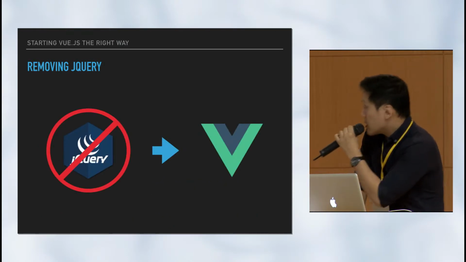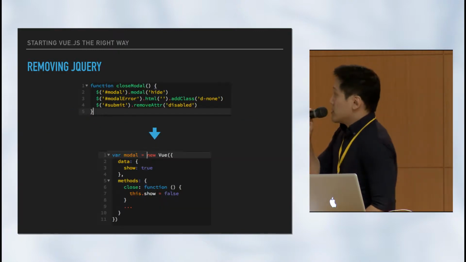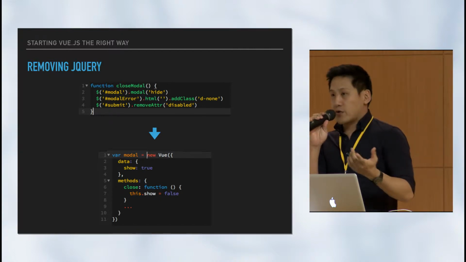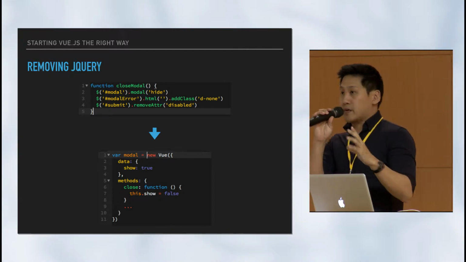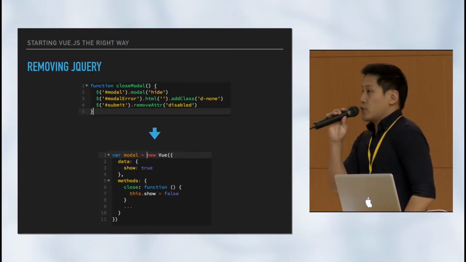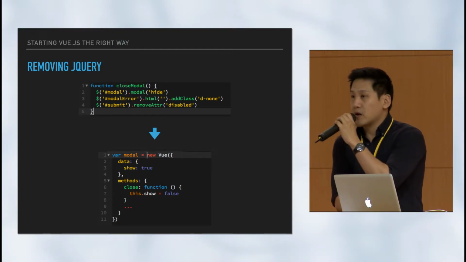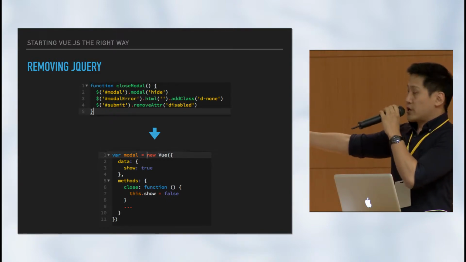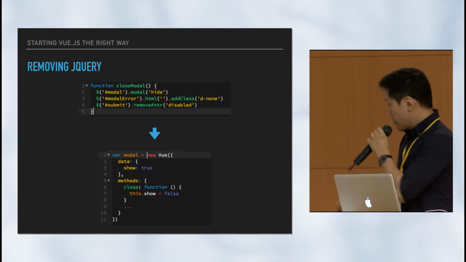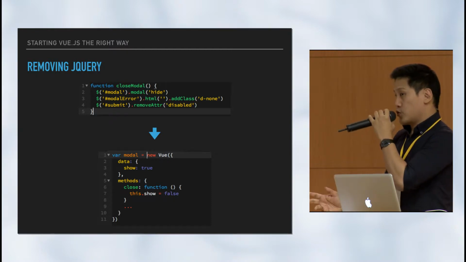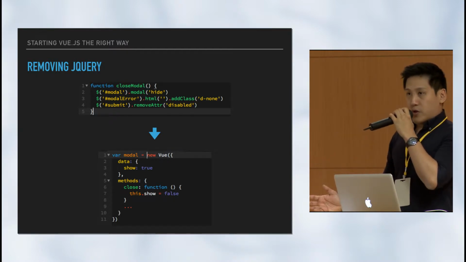This is how it looks. For instance, we have a function called close model, which is self-explanatory. You have a model dialog box, and this piece of code just closes that dialog box. So instead of doing that, we converted the entire dialog box into a Vue piece of code. So from there, all we need to do is change the variable show. So we don't have a laser pointer. We just need to change the data, the property show, from true to false to open and close the entire model dialog.